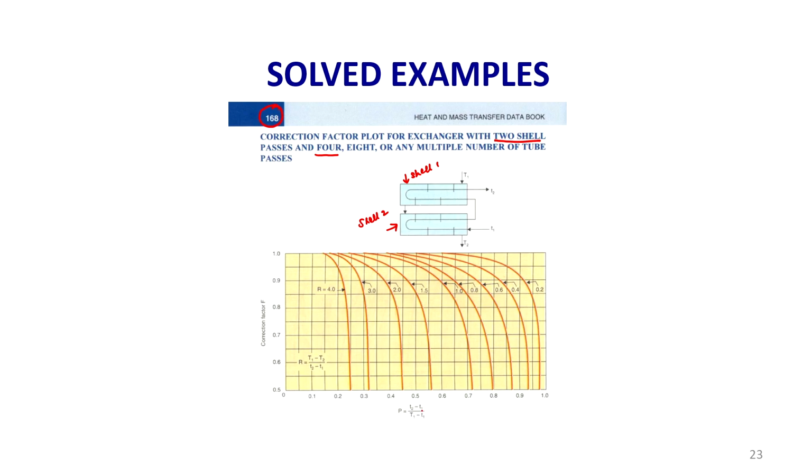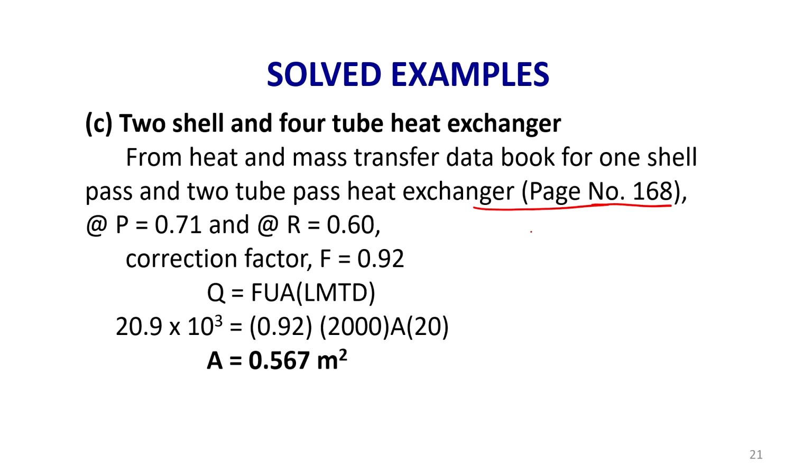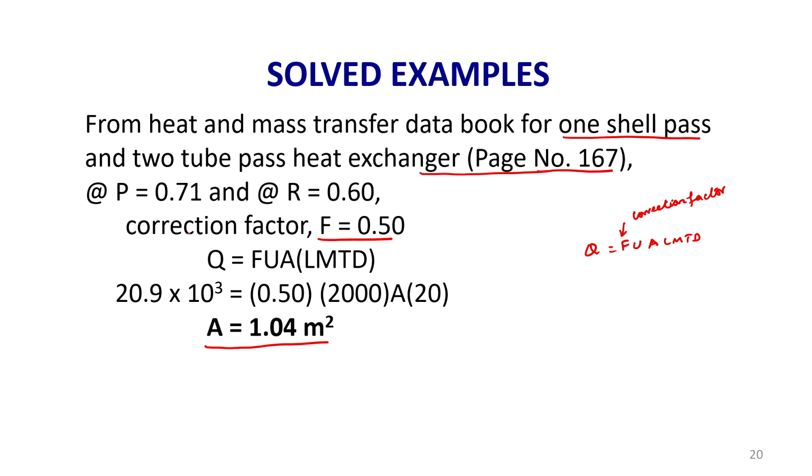Again, this is the P value and these inclined curves are all R values. There is no change in the P value and R value, only the chart is different. So, the P value remains the same as before, 0.71, and R is 0.6.